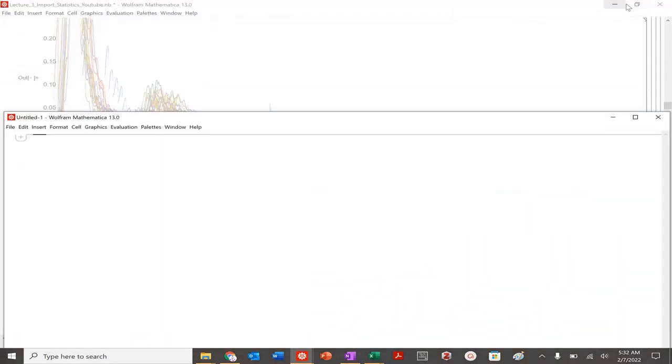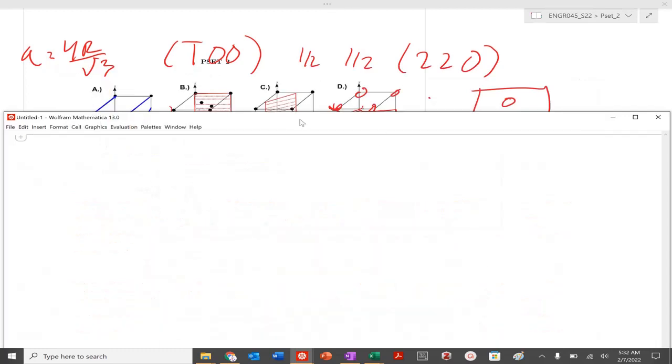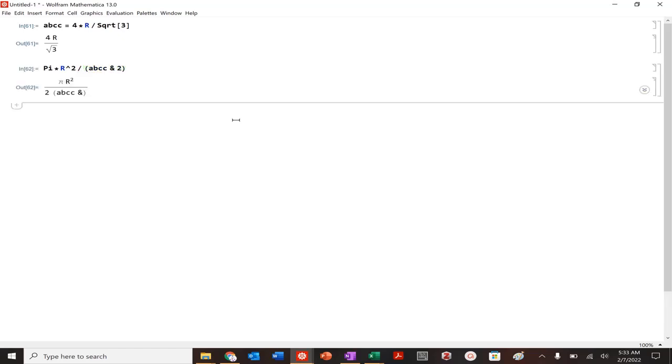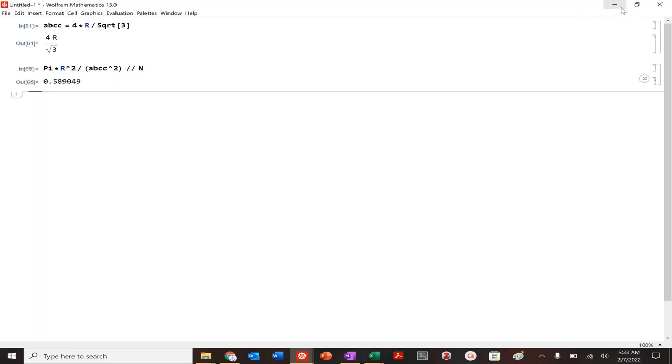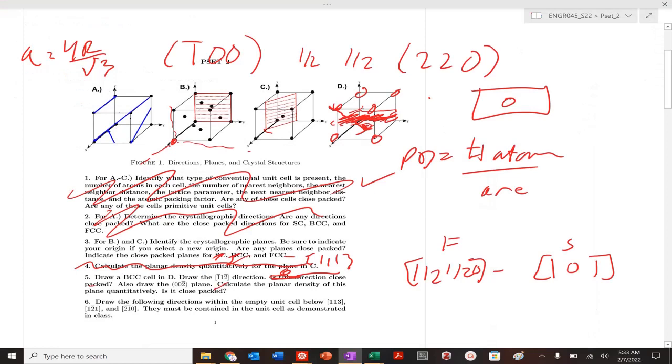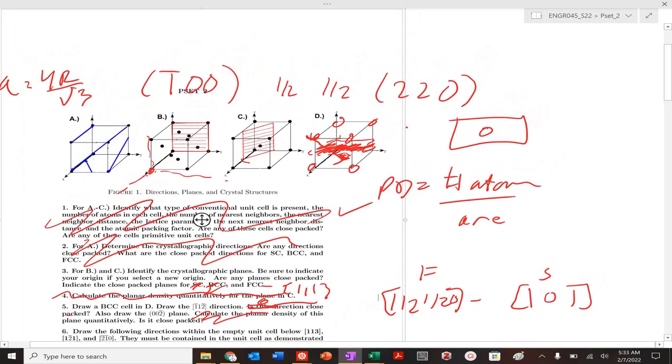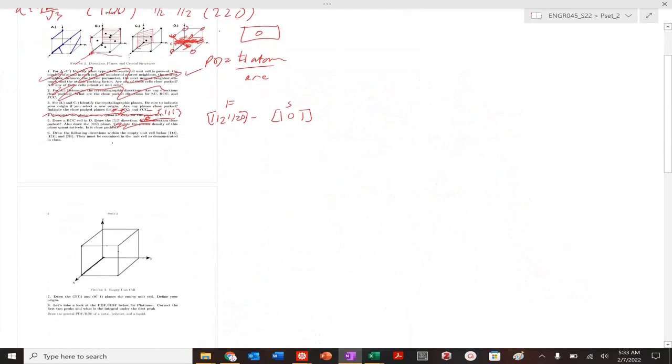So take out Mathematica. Let's do that. A BCC equals 4 times R over the square root of 3. So we have planar density pi times R squared divided by A BCC squared. Oops. Not to 22. 0.589, and that will be our value. So is it close packed? Nope, as we expected. All right, so let's zoom out here, scroll up.